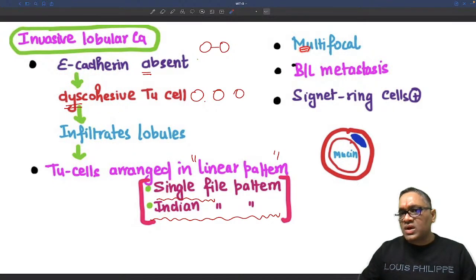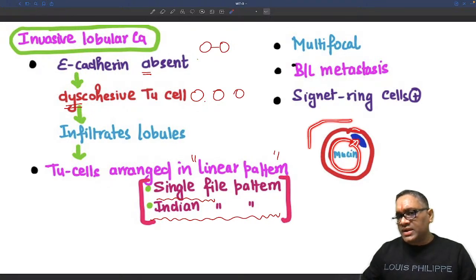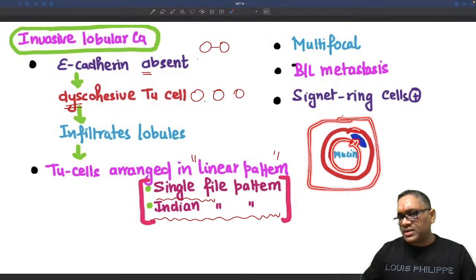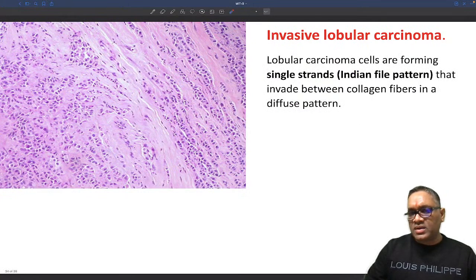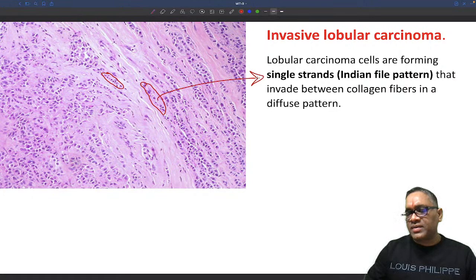These tumors are multifocal, bilateral, and they have signet ring cells. So now you can see number one is the single file pattern, and number two is the signet ring cell, because mucin is pushing the nucleus to one end, and that entire structure looks like a signet ring, right? So this is invasive lobular carcinoma. Now you can see there are two patterns. Here you can see tumor cells infiltrating and running in a straight line. So this is called Indian file pattern or single strand, right?